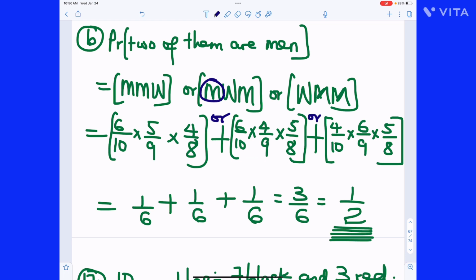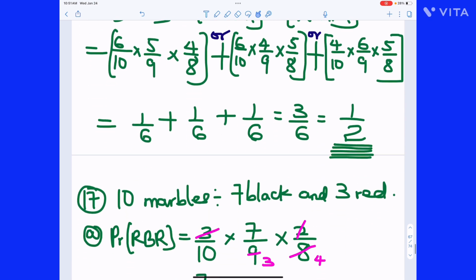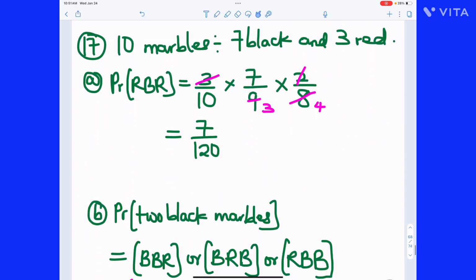Or you can also choose 2 men and 1 woman by luckily choosing the woman first, and then 6/9, 5/8 for the next choices being men. So you add, you get your answer.